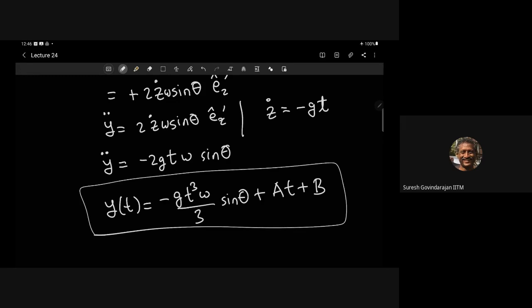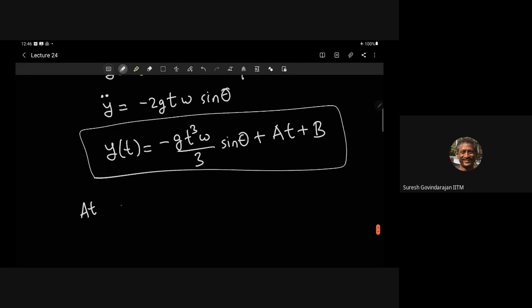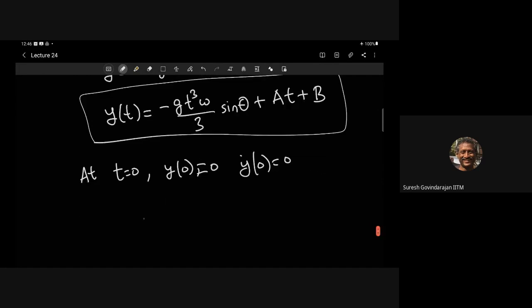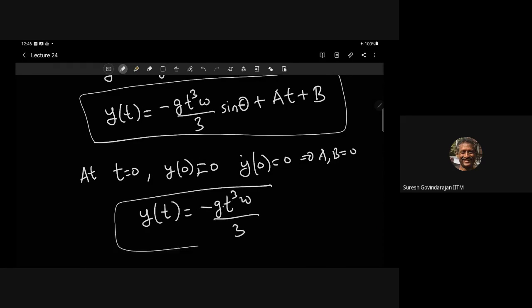Okay, and at t equal to 0, say y of 0 is 0 and y dot of 0 is equal to 0. So when you let it down, we just drop it in the z direction, so there is no y displacement. So this implies a and b are 0. So y of t is a cubic. So you should see a deflection.